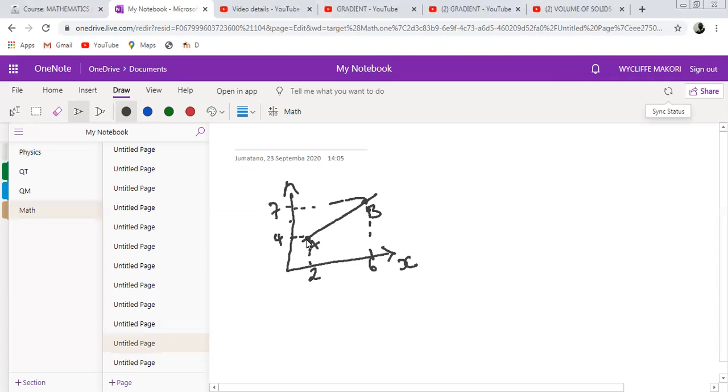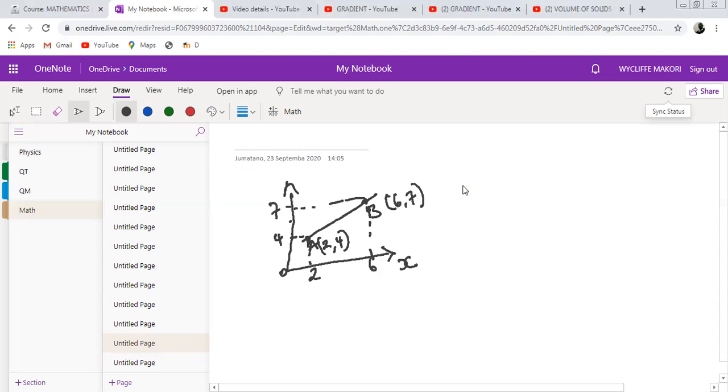You can be told, can you calculate the gradient of this line AB? One thing you need to note is this: the point A is given by the coordinates 2 on the x-axis and then 4. So we go 2 units from the origin and then 4 units so that we can get to this point. For the point B, we shall go 6 units on x and 7 units on y. So the coordinates are given by 6, 7.